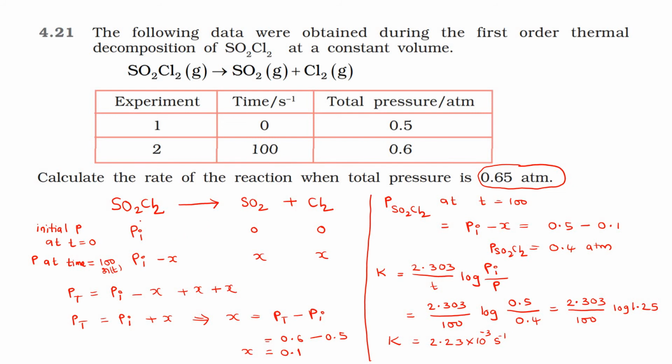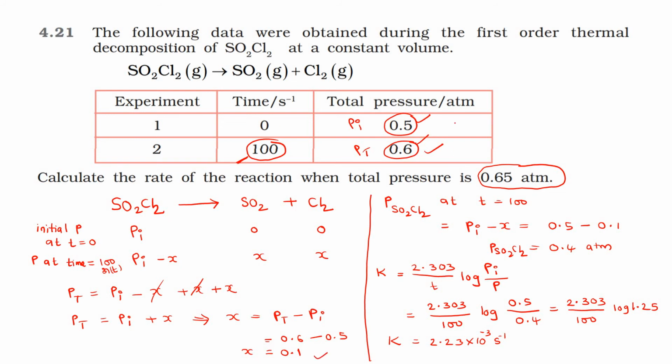Right, now what we do here: sulfonyl chloride converting into SO2 plus chlorine. Again same thing, at t equal to 0, Pi is the initial pressure, and this is the total pressure at 100 seconds. So again Pi minus X, X and X cancel, you will get P total equal to Pi plus X, X equal to Pt minus Pi. Now Pt at 100 seconds is given as 0.6. Initial pressure is 0.5. Substitute, you will get X equal to 0.1.